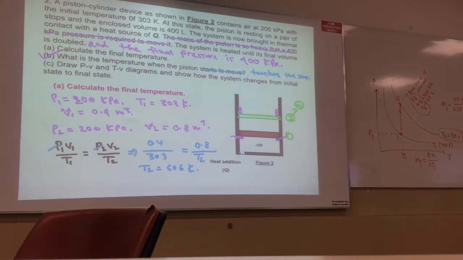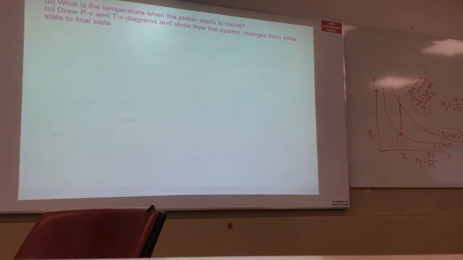Can I go to the next page? Yes. Next page. This one. So I can write P3 V3 by T3 equals P2 V2 by T2. T2 I know, right? So V3 and V2 are cancelled, constant volume. So what is P3? 400, right?